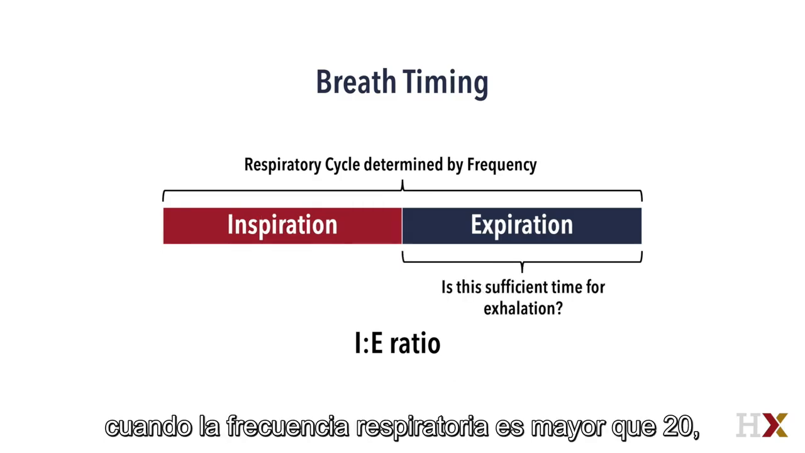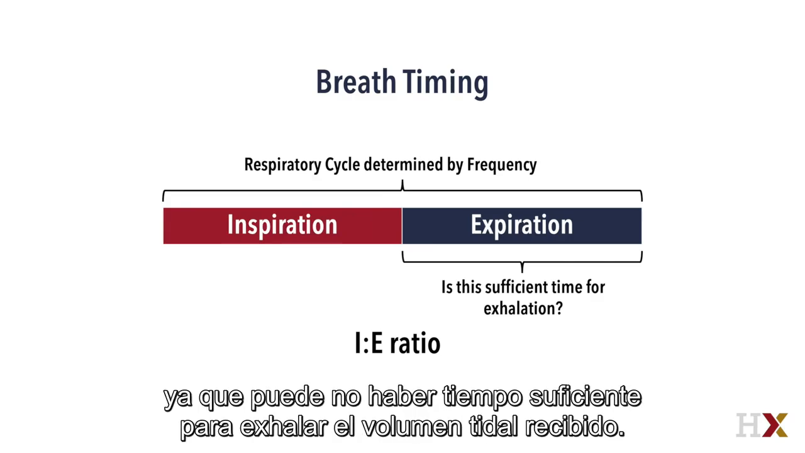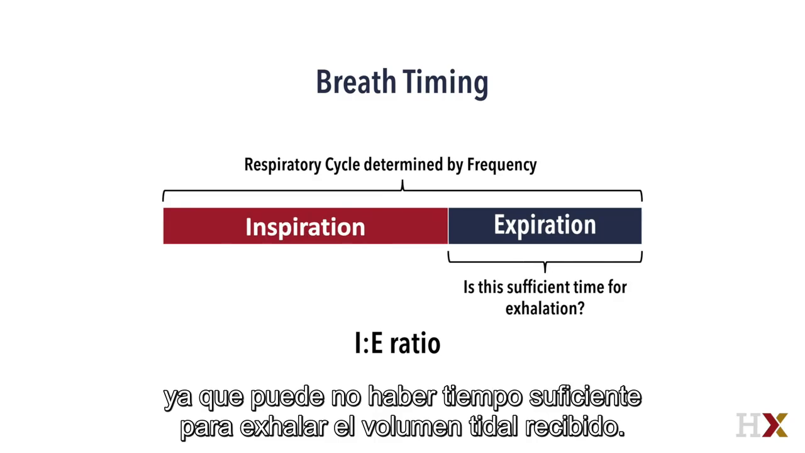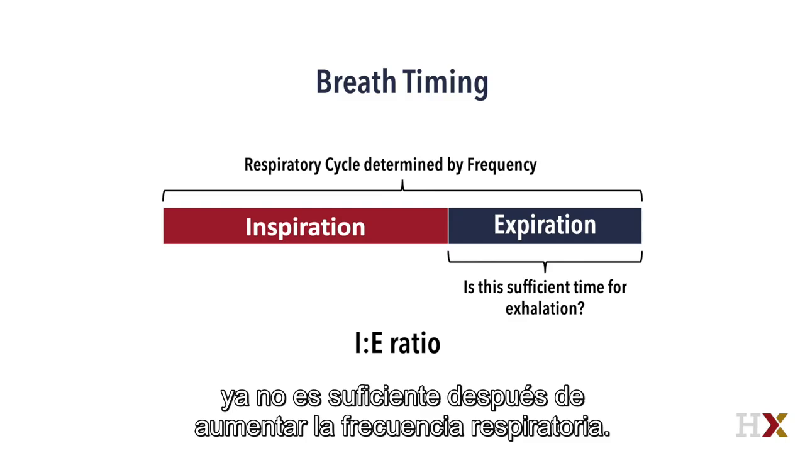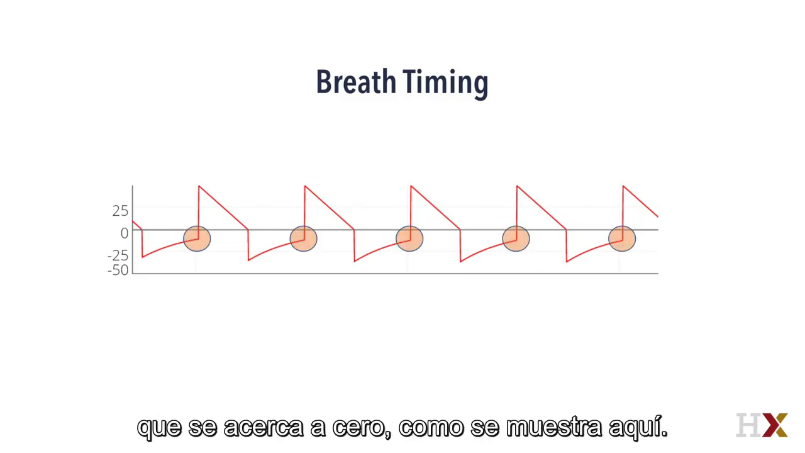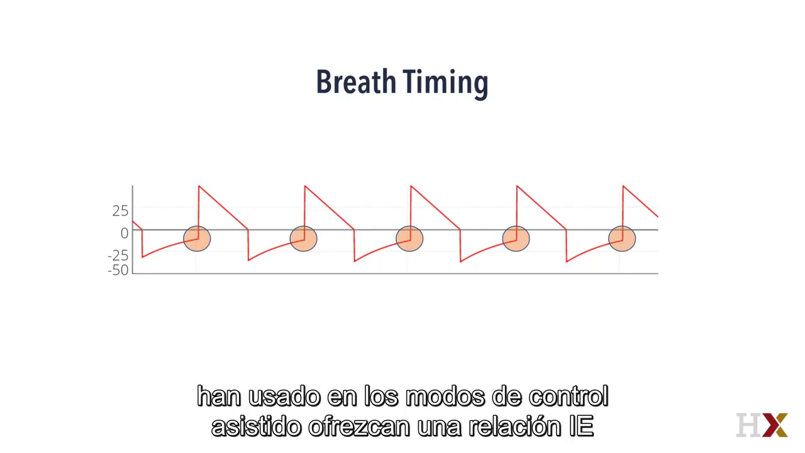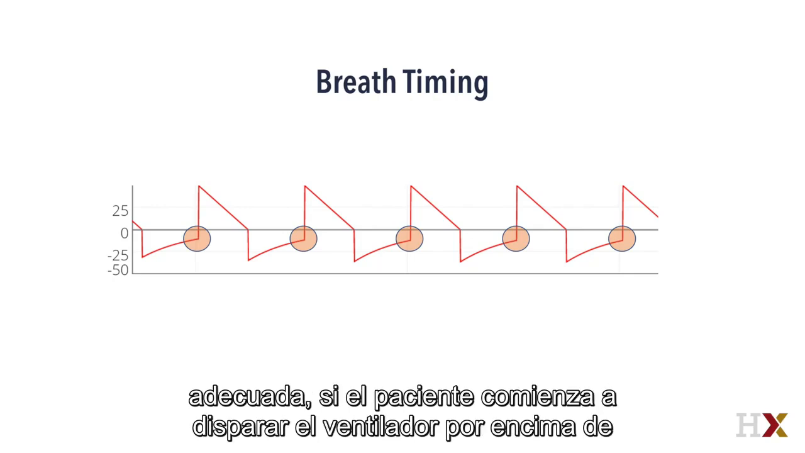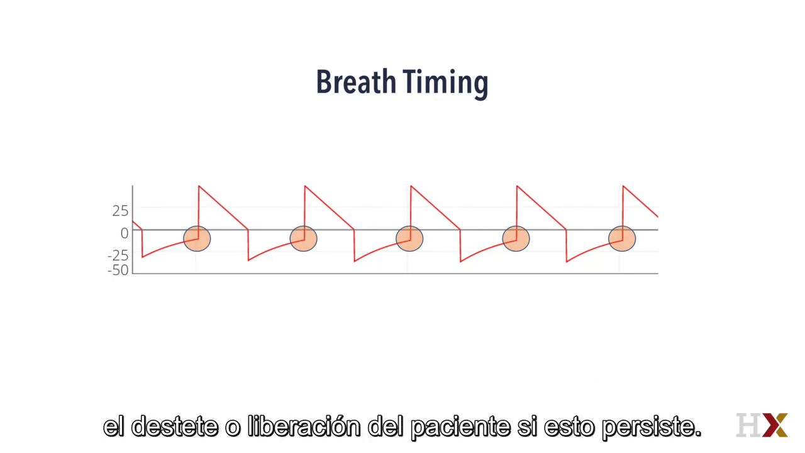When the respiratory frequency is greater than 20, we must ensure the resulting IE ratio is at least 1 to 2 or higher, as there may not be sufficient time to exhale the delivered tidal volume. An easy visual assessment can determine if the IE ratio is no longer sufficient after increasing respiratory rate if there is evidence of air trapping indicated by a lack of expiratory flow reaching 0 as shown here. And please keep in mind that even though the settings you have used in assist control modes provide an appropriate IE ratio, if the patient begins to trigger the ventilator above the set rate, the IE ratio will be changed, and the patient should be assessed for liberation and/or weaning if this continues.